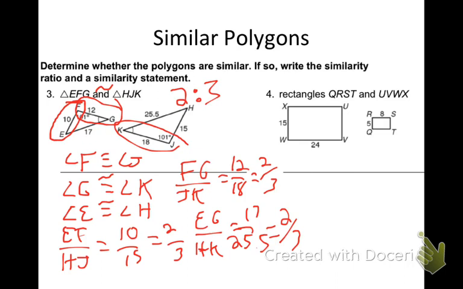Right now about number 4, rectangles. What do I notice about all the angles for a rectangle? All the angles in a rectangle are always going to be 90. So do I have to do anything with the angles? No. I just do the ratio. PQRST to UVWX. So what would RQ be similar to?